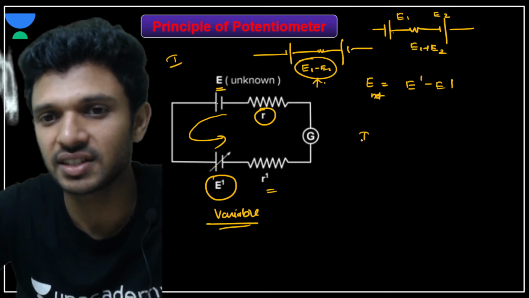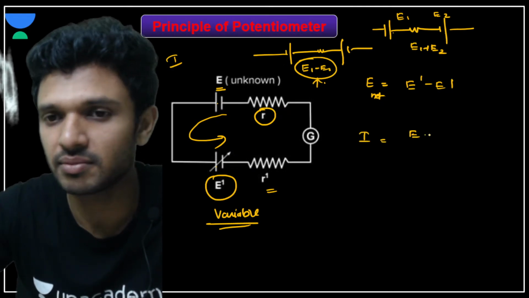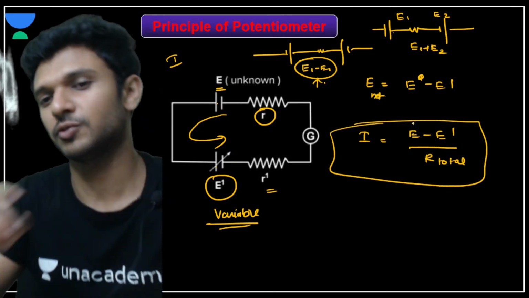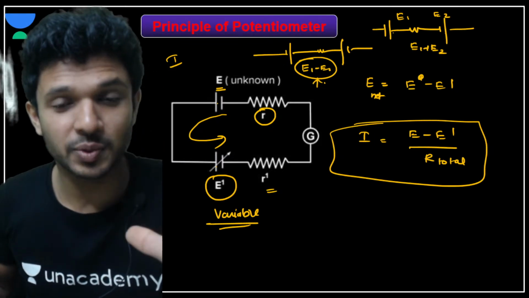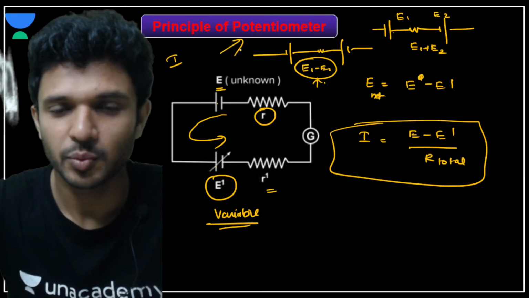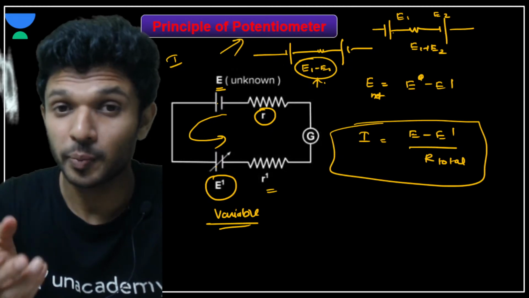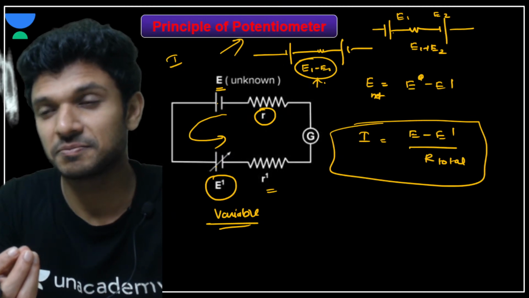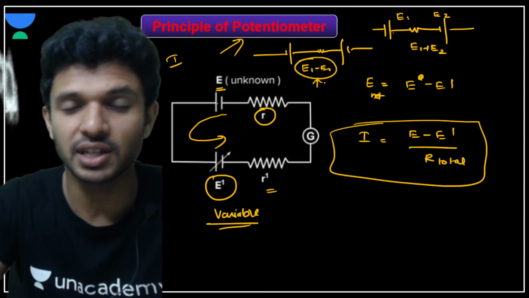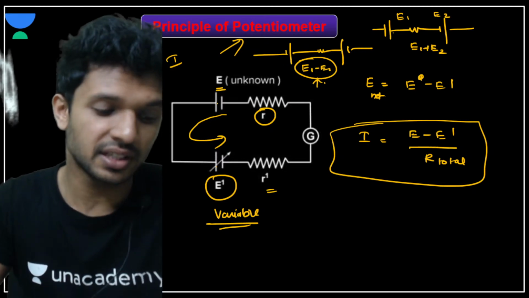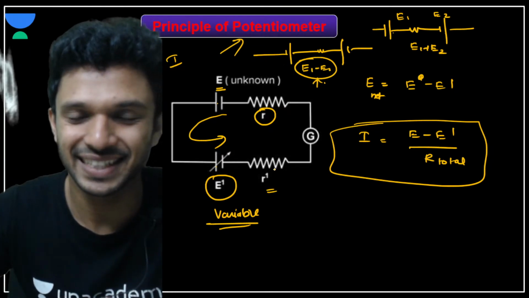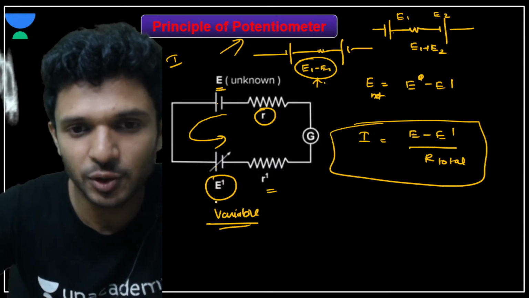And the total current in the circuit will be equal to the net EMF, that is E minus E dash, divided by the total resistance. This is the equation for current. Now listen to this principle very thoroughly, because potentiometer is a topic where there is a high probability of questions being asked. If you consider current electricity, almost 20% chance is there for questions to be asked from potentiometer. So important.